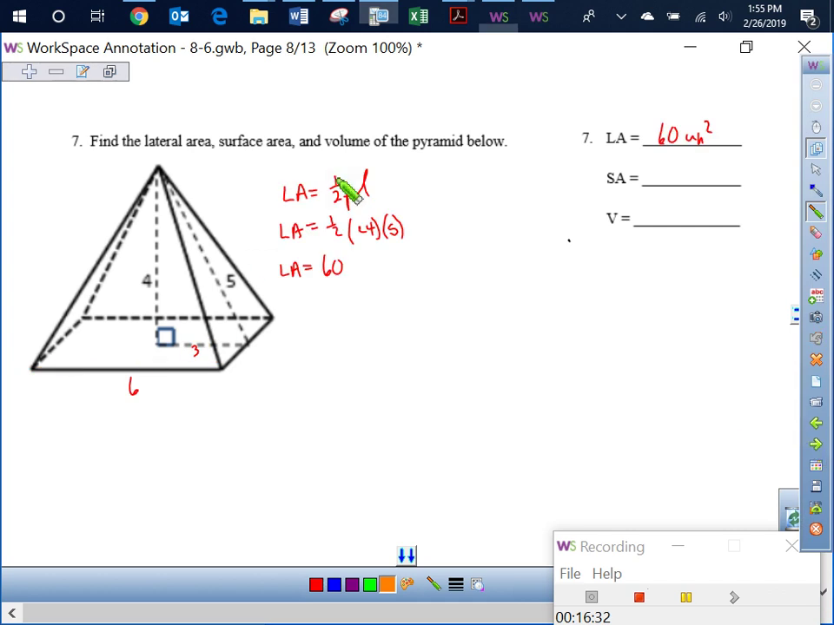And now that you get the base edge of 6, you could totally find the perimeter of the base, and the whole problem all hinged on that. We needed that base edge. It was the one little missing thing to find. So lateral area was 60 units squared.